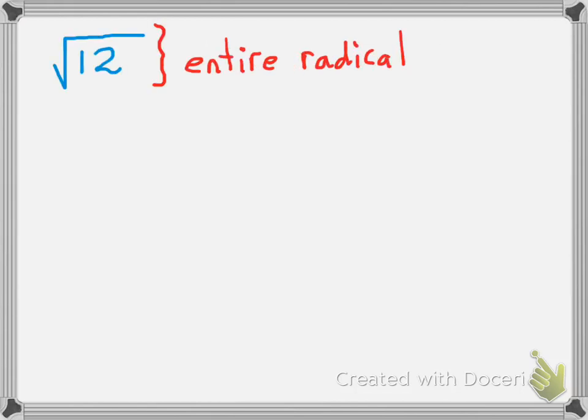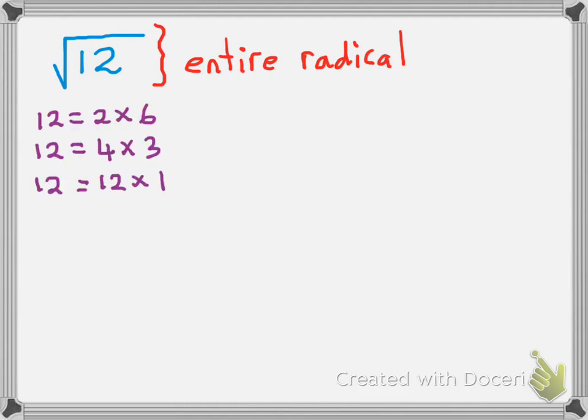Look at the square root of 12. This is an example of what we call an entire radical. We want to rewrite this radical. We want to simplify this radical. What we need to do is break up 12 into its component factors as follows. 12 is 2 times 6. 12 is also 4 times 3. 12 is also 12 by 1.